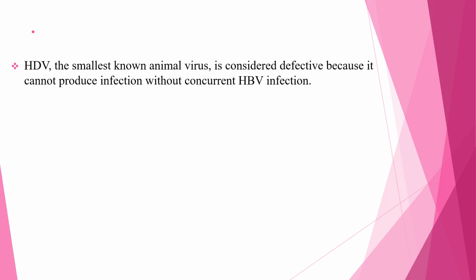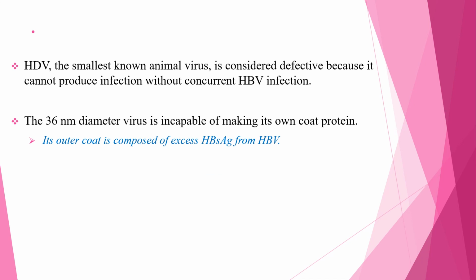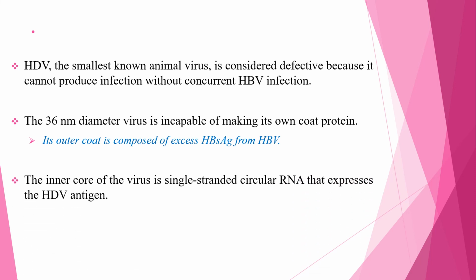Hepatitis D virus is the smallest known animal virus, and it's considered defective because it cannot produce infection without concurrent hepatitis B virus infection. This 36 nanometer diameter virus is incapable of making its own coat protein, and its outer coat is composed of excess hepatitis B surface antigen from hepatitis B virus. The inner core of the virus is single-stranded circular RNA that expresses the hepatitis D virus antigen.